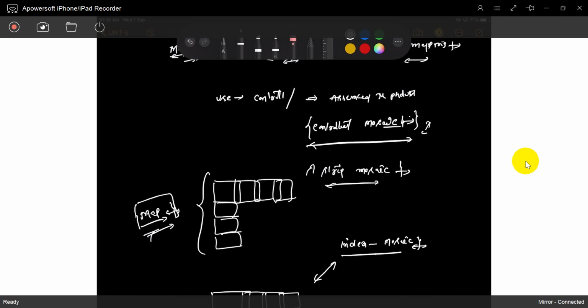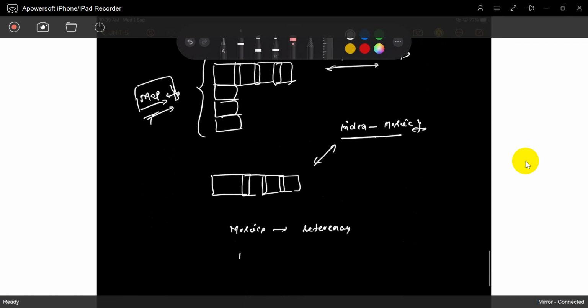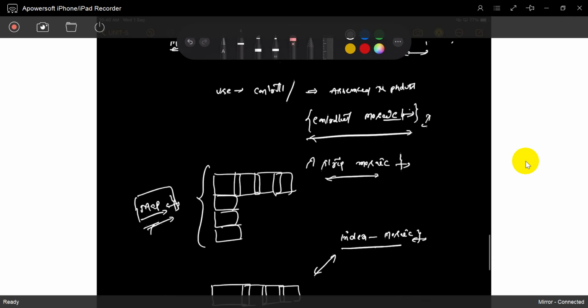So mosaics are just a reference, not exact. You can call it a map, but the exact one is made by software. Mosaics are just a reference point. That's the theory part.